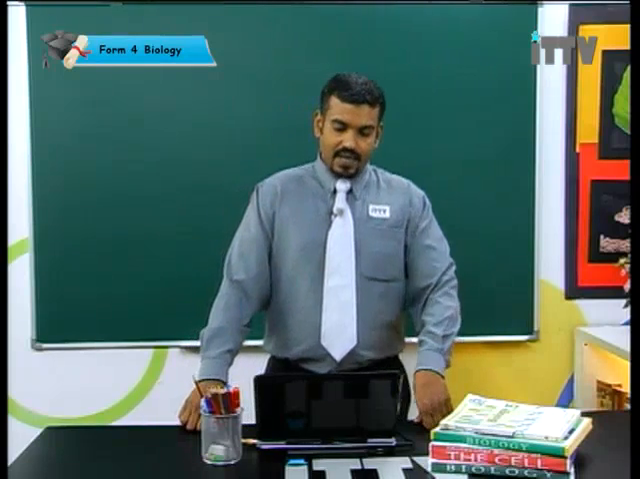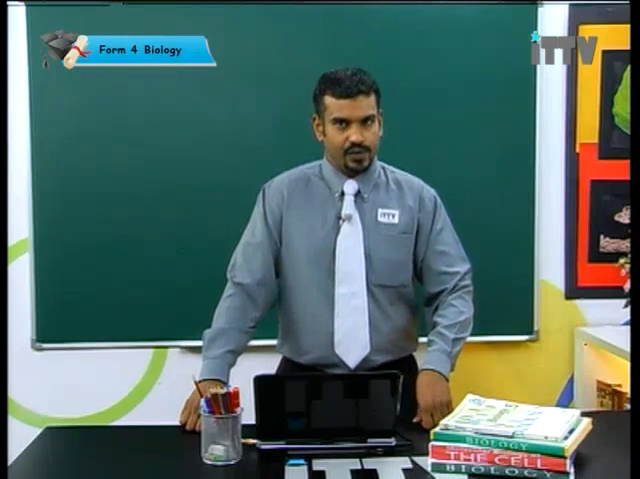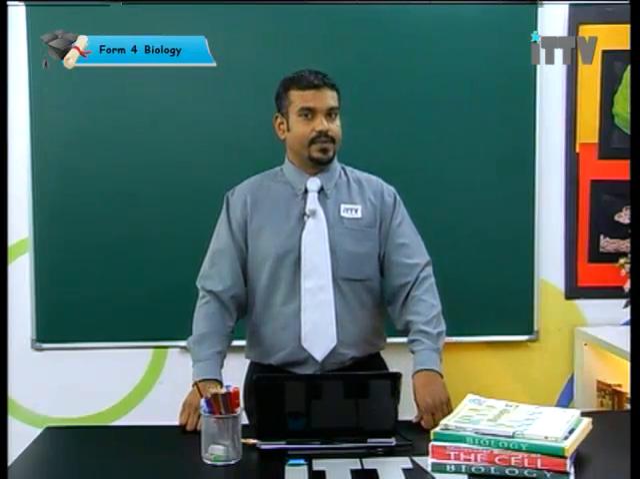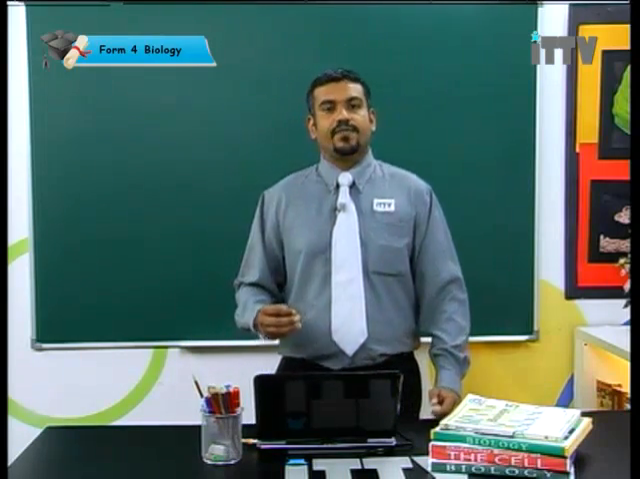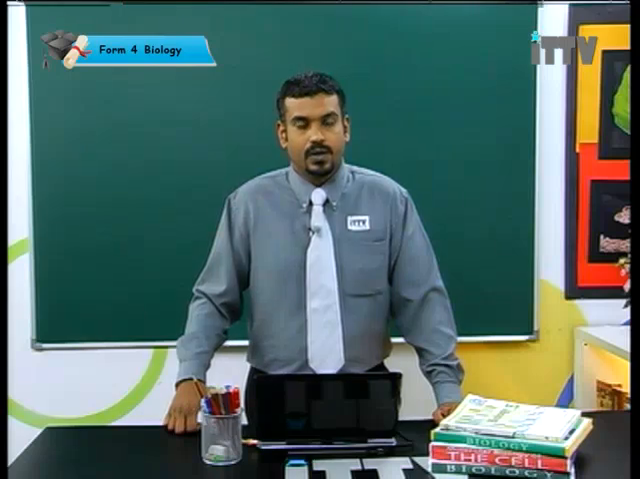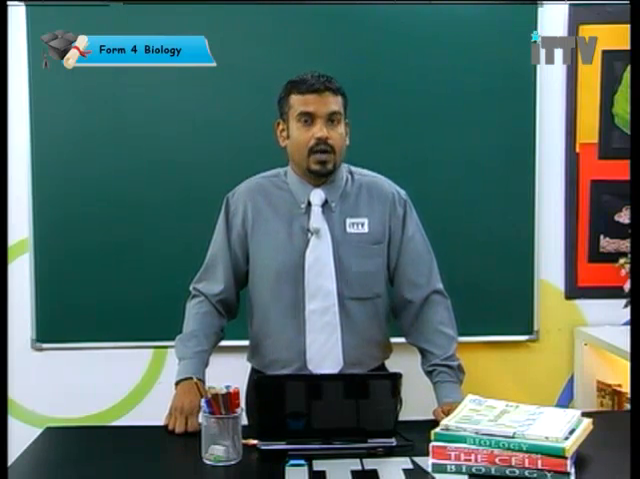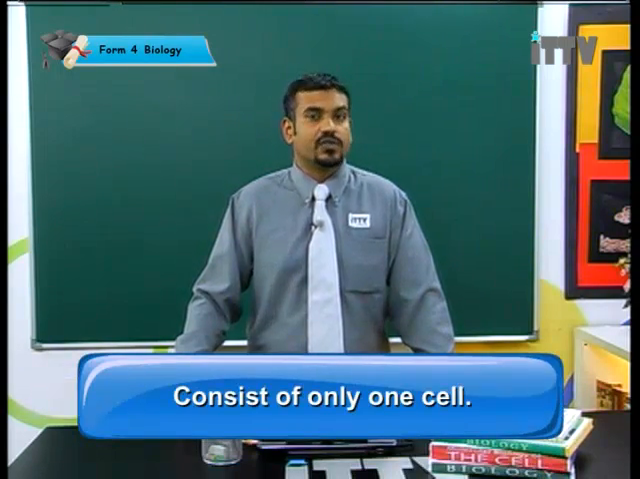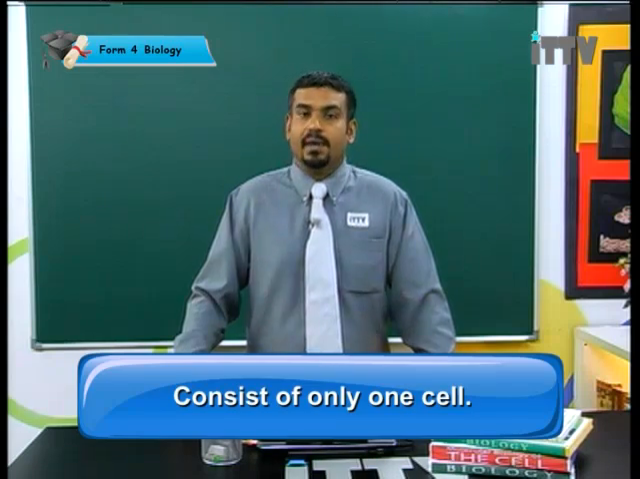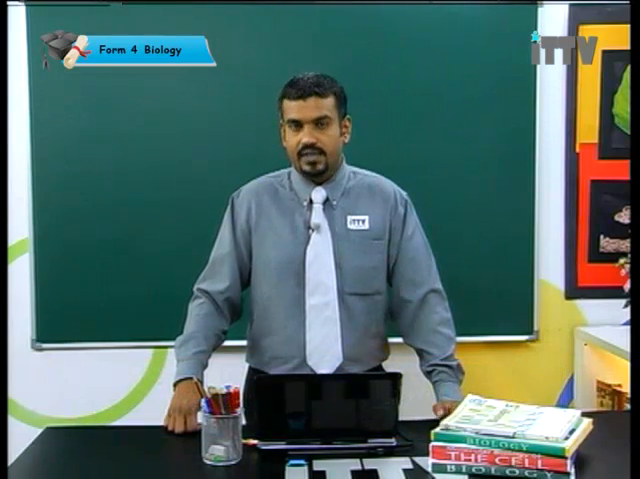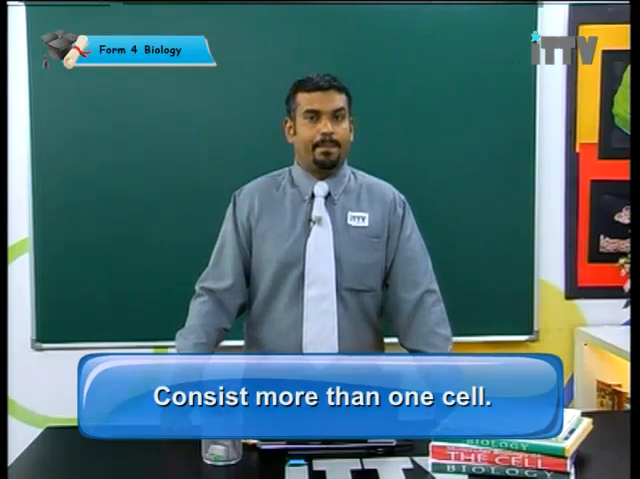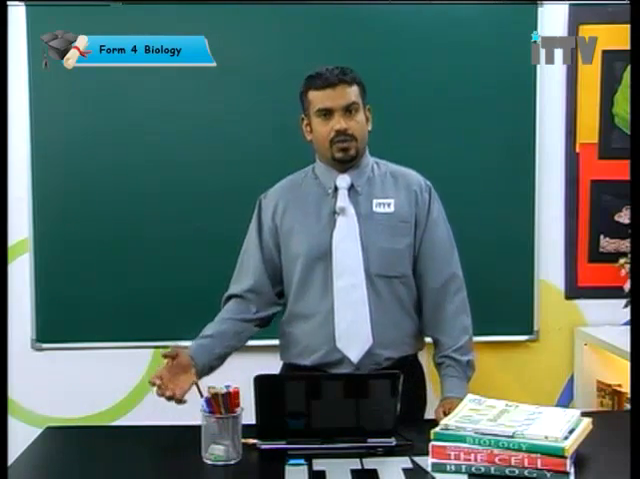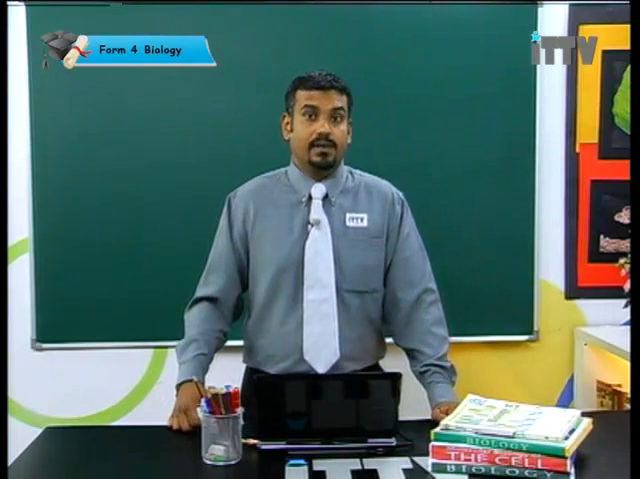Now, living organisms can either be unicellular or multicellular, right? You've learned this back when you were in PMR. What is the definition of a unicellular microorganism? A unicellular microorganism consists of only one cell. However, a multicellular organism can consist of more than one cell. Take, for example, your pet, a cat or a dog or a rabbit, or even your hamster. Is it a unicellular or multicellular organism?